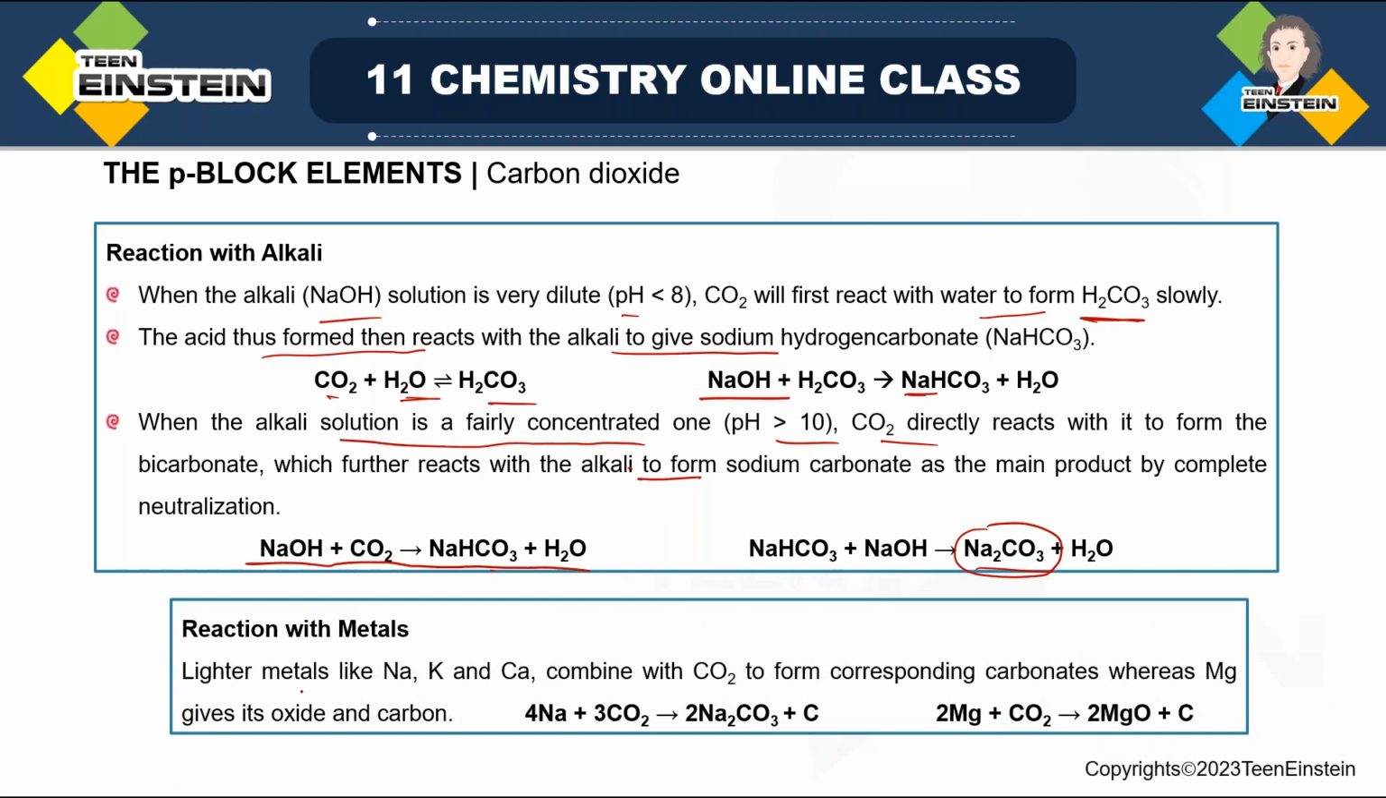Reaction with metals. Suppose you have taken some lighter metals like this, then it combines with CO2 and directly we are getting this salt. Okay, and there is also carbon as a side product. But if we take Mg, magnesium, now the product is different. 2Mg plus CO2, we are getting magnesium oxide, not carbonate.